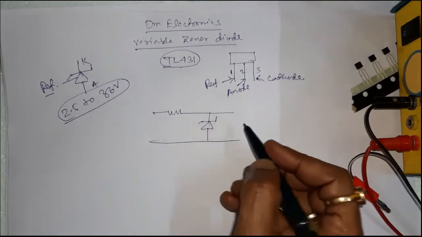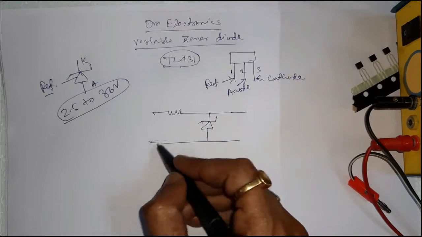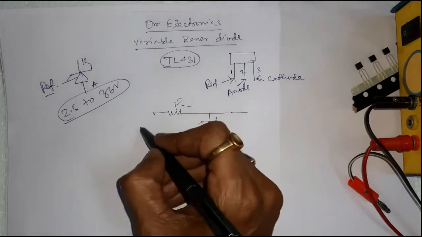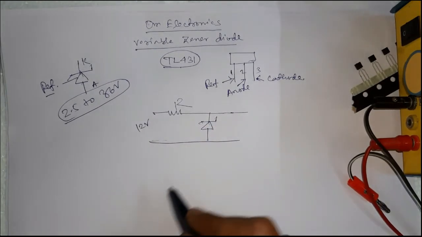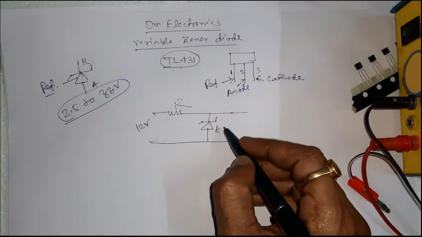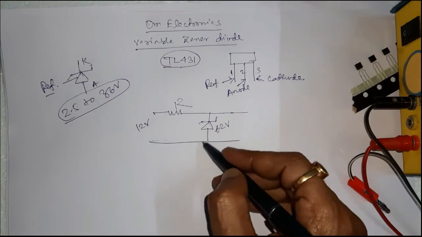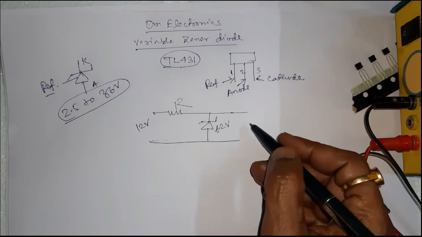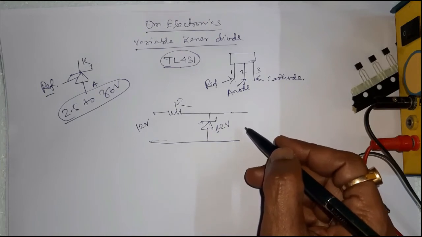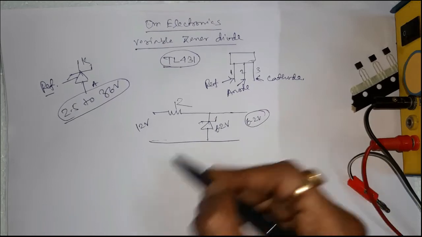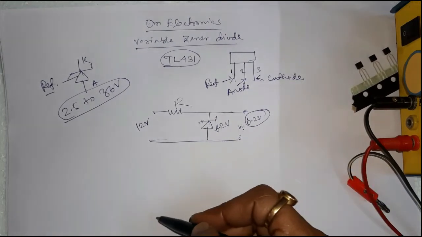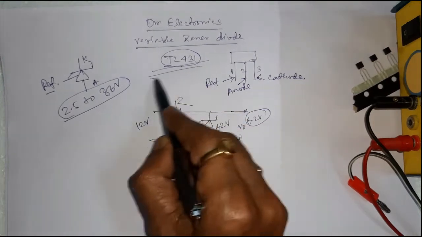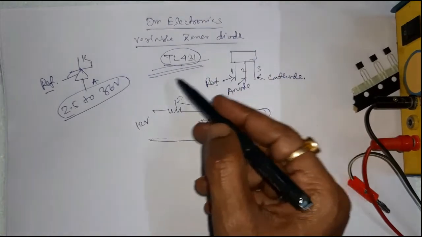We know a single Zener diode is connected in this way. For example, we apply a supply voltage of 12 volt, and we consider a 6.2 volt Zener diode. Then the Zener diode will draw the necessary current to maintain the output voltage at a constant value, 6.2 volt. Here the TL431 IC also works in the same way.